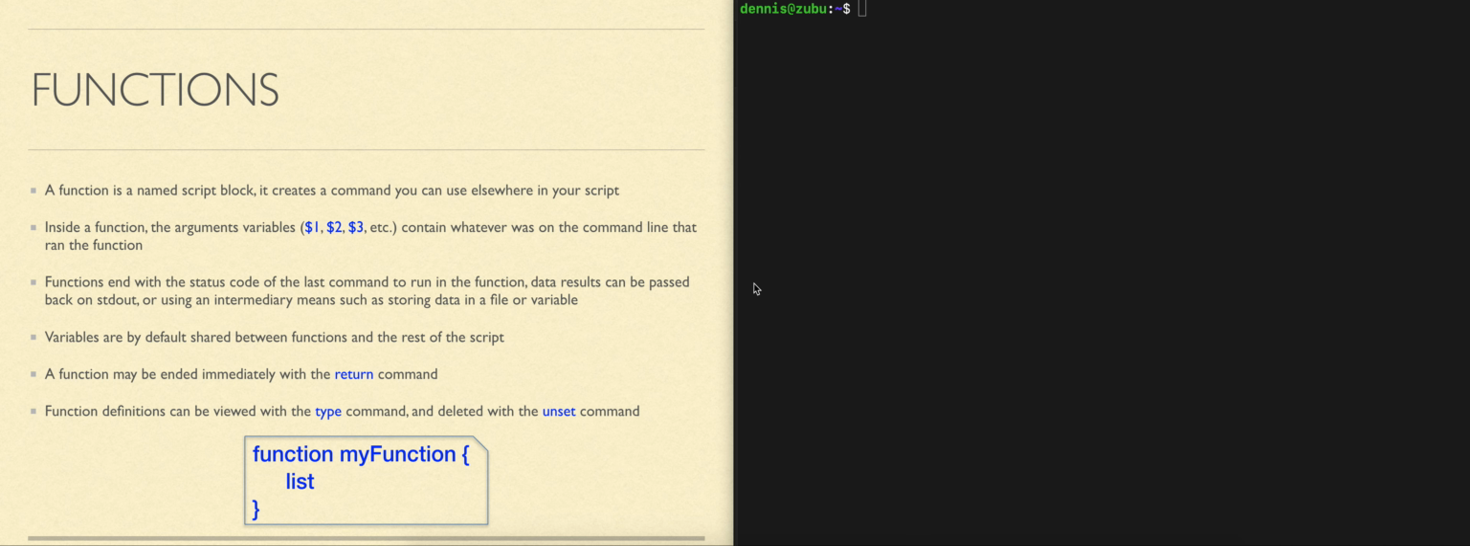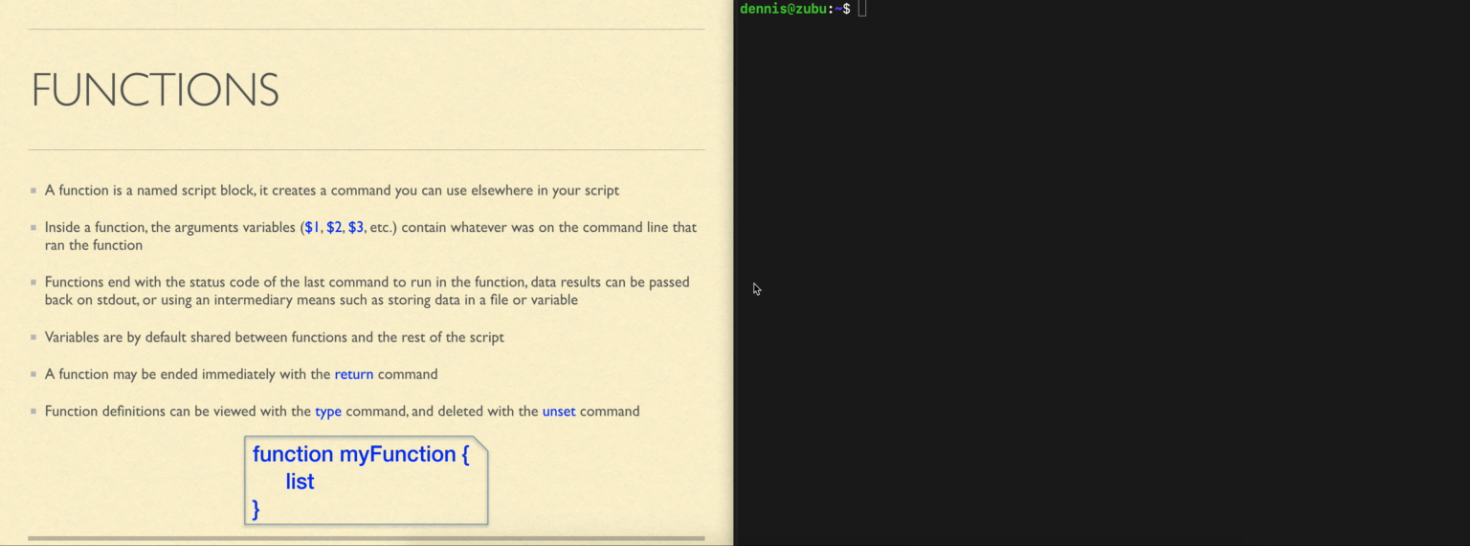We can send data to it by putting data in variables and simply use the variables inside the function, because variables are shared between the function and the rest of the script by default. A function may be terminated early if you encounter either an error condition or some other condition that makes the rest of the function commands irrelevant. Instead of exit, we use the command return for that.